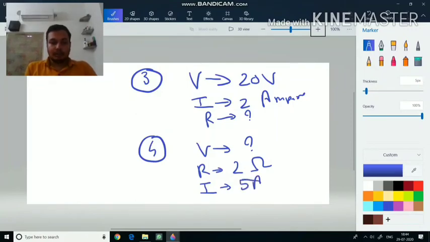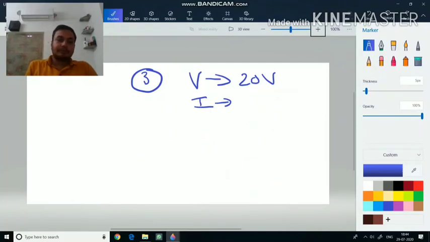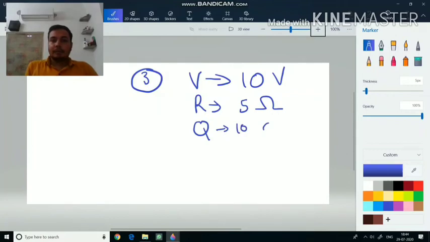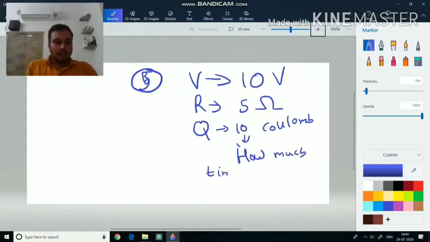Okay. Fifth question. This time potential difference is given as 10 volt. Then resistance is also given as 5 ohm, and it is given that charge Q is equal to 10 coulomb passed, 10 coulomb flowed. This is the fifth question: in how much time would this 10 coulomb charge have flowed? Okay, in this last question you have to find time.